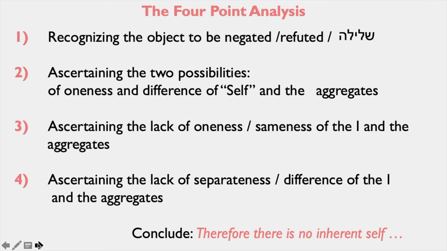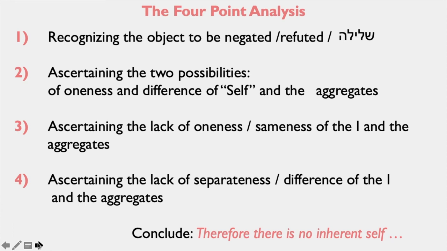Then we look at the absurdity of separateness of the I and the aggregates, the lack of separateness. If I and the aggregates were fundamentally different from each other, it would be like a puppeteer and a puppet, a controller and what is controlled, a boss and a servant. There would be this kind of relationship of dominance and submission. And it would be like there was a sixth aggregate or some additional component that was not having the same characteristics as the aggregates. And whenever you look for that, you cannot find it.